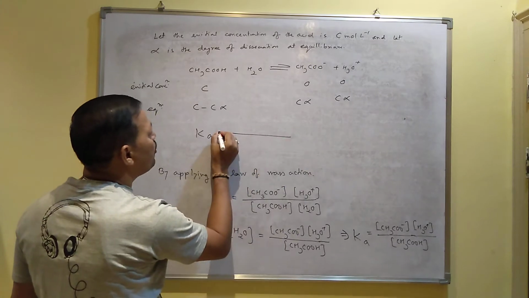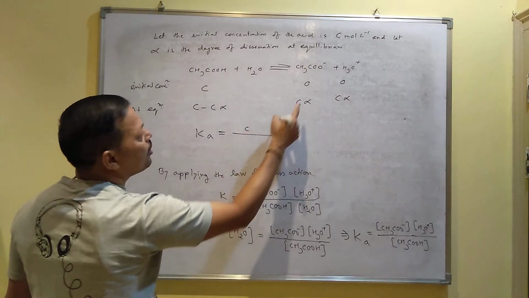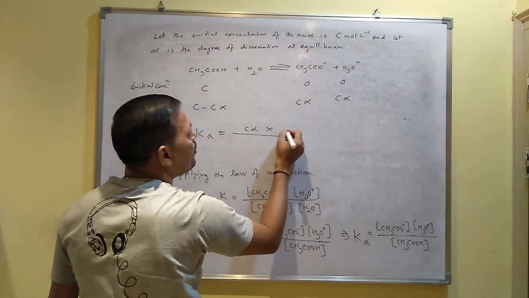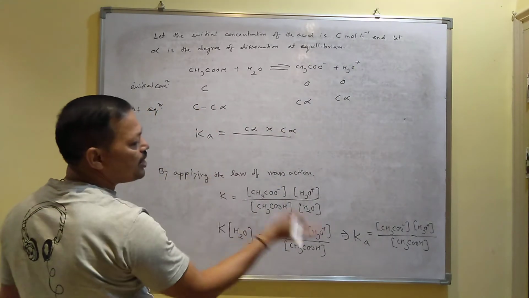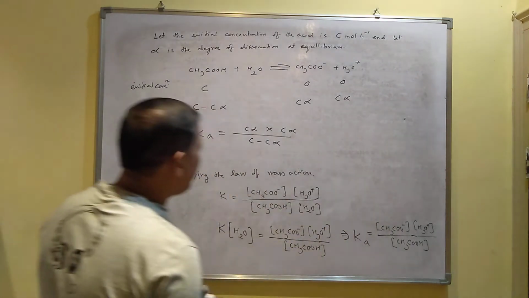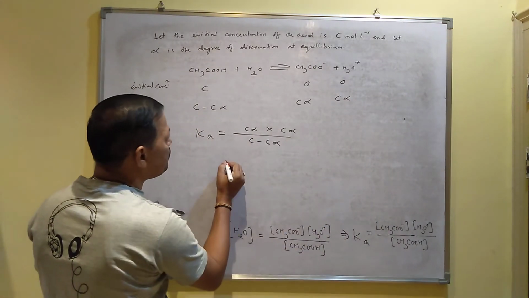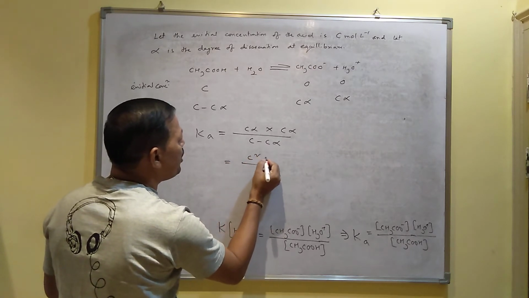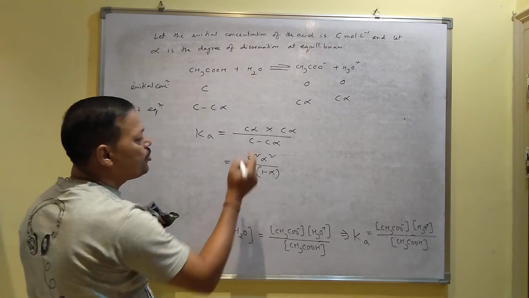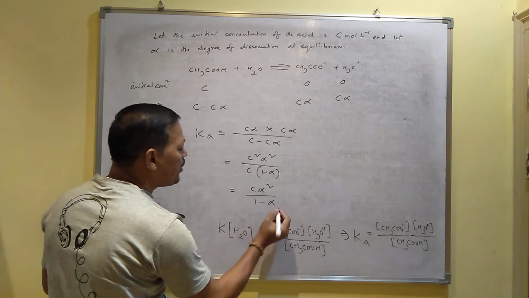So now you put the values. The concentration of acetate ion is C alpha, into the concentration of hydronium ion C alpha, divided by the concentration of acetic acid, C minus C alpha. Just put the values of the concentrations in the Ka equation. Then you can write C square alpha square over C into 1 minus alpha. So one C will be cancelled. Ultimately you can write Ka equals C alpha square divided by 1 minus alpha.